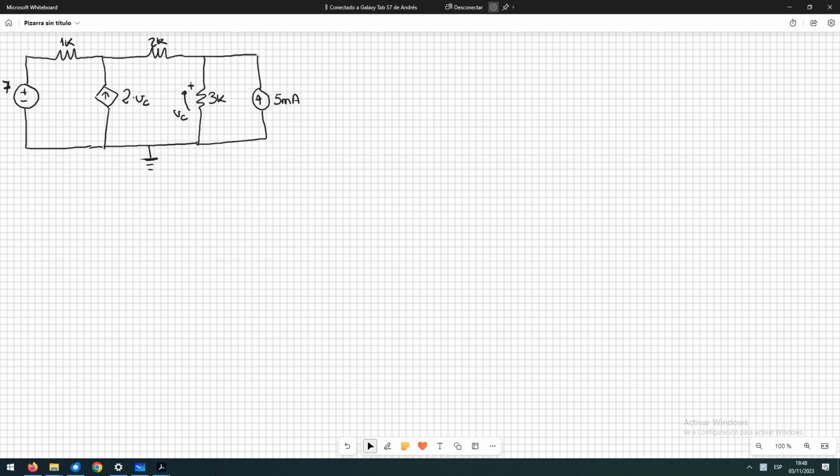Now we have to obtain the operation points of this circuit. And remember that the operation point is to know all the voltages in all the nodes of the circuit and all the currents in all the branches of the circuit. This is called the operation point.